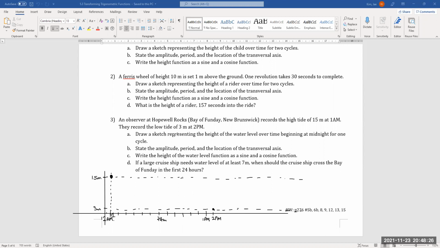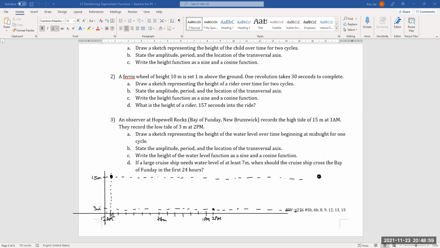Okay. Draw a sketch representing the height of the water over time, beginning at midnight for one cycle. So yes, my graph starts at 12 a.m., but my high point is going to be at 1 a.m. My lowest point is going to be at 2 a.m., and I know I'm going to have another high point somewhere here, which illustrates a full period. So let's talk about this.